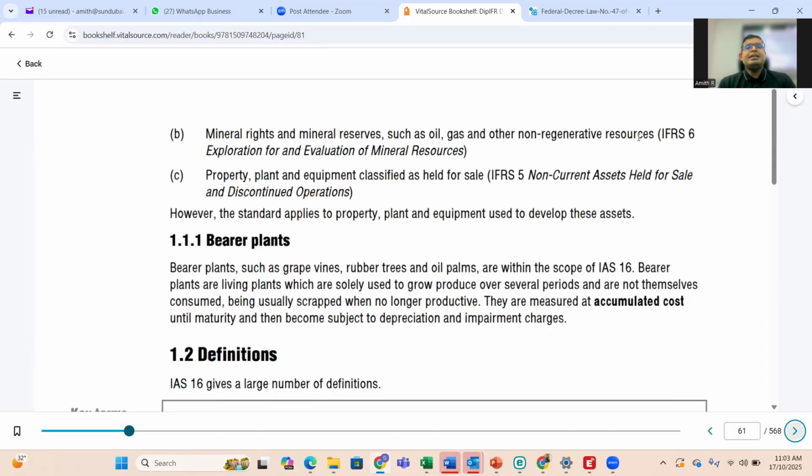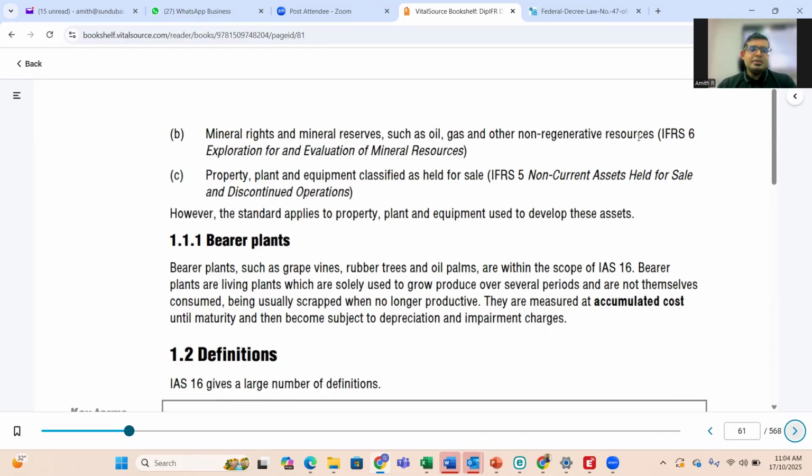So any mineral rights, which means you have rights to extract, and mineral reserves such as oil, gas and other non-regenerative resources, would only be covered by IFRS 6, exploration and evaluation of mineral resources, which I don't think is an examinable standard. It's very specific to certain businesses. And of course, PPE that is classified as held for sale would be accounted as per IFRS 5. The recognition and measurement of PPE does not apply there. That's a separate standard. We will see how or when a PPE is classified as held for sale.